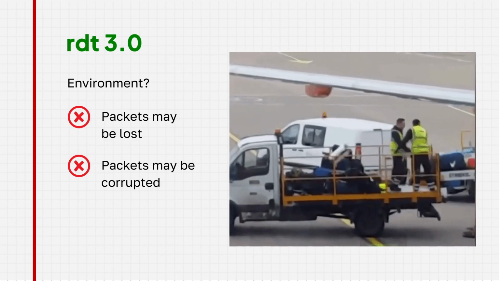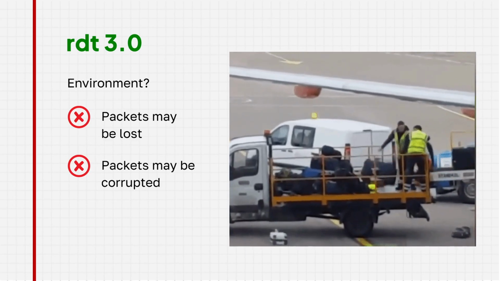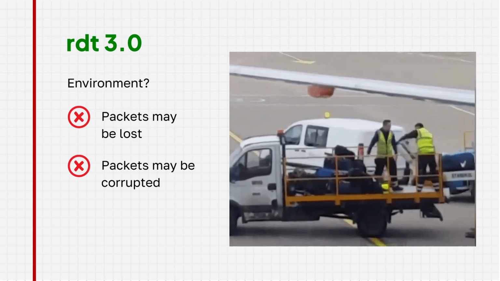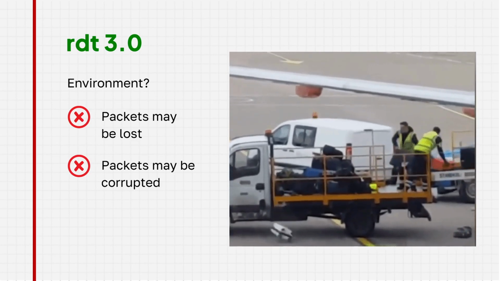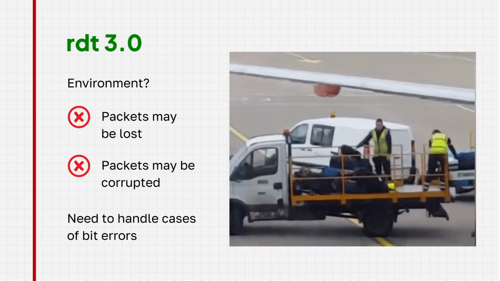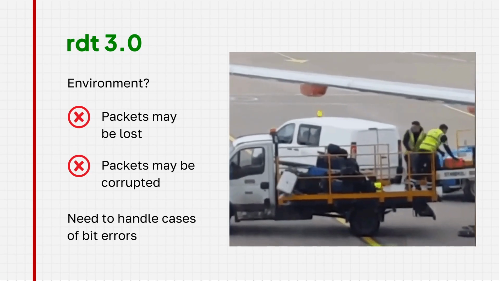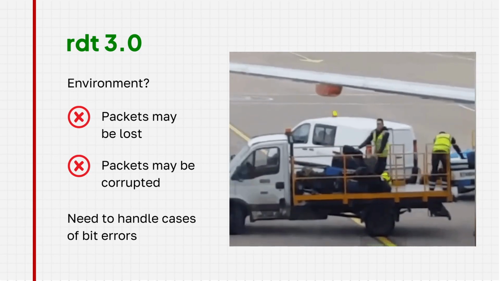So in RDT 3.0, the packet may be lost, the packet may be corrupted. Okay? It may be broken, it may be lost. We want to handle both of these cases. Okay. How do we handle this?